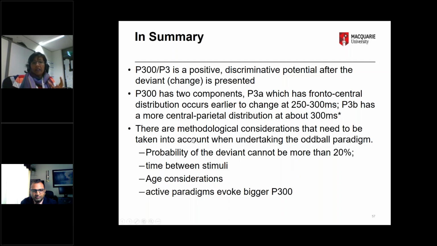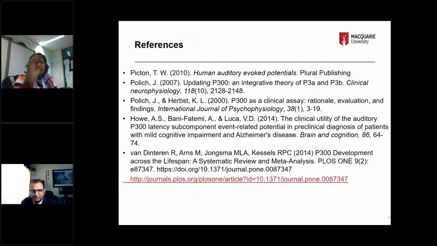There are methodological considerations that need to be taken into account. Probability, best to keep it below or close to 20%. Time between stimuli is important. 6 seconds is that magic number between your targets. Age considerations, we need the age-related norms. And attention. People have to pay attention to get a robust P300B. These are all the references.